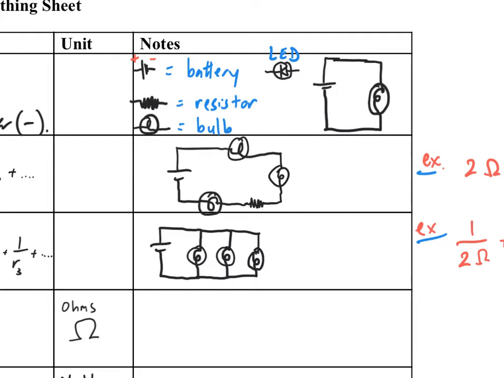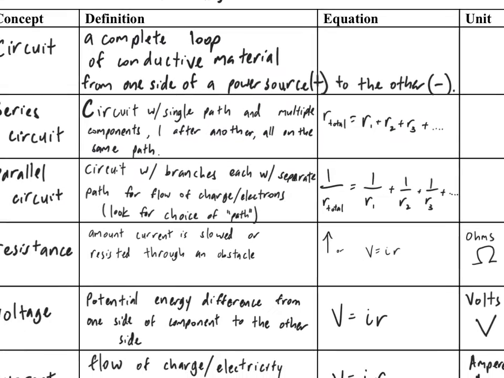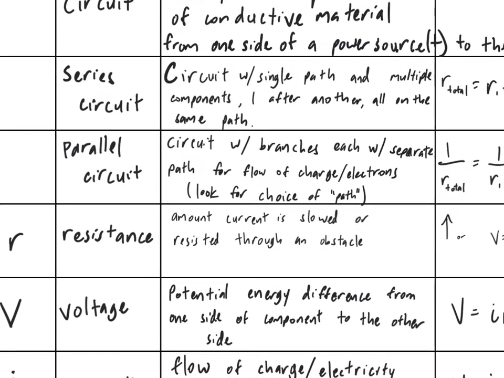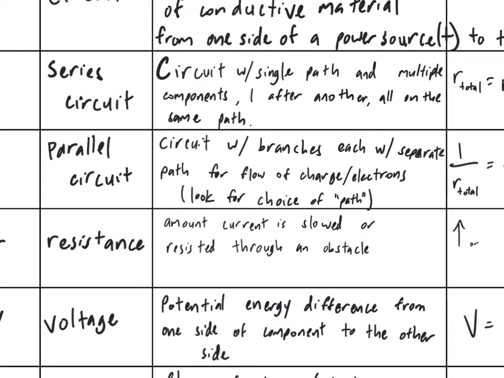All right, there are 2 types of circuits that we're going to take a look at. The first of them is called a series circuit. So a series circuit is a circuit with a single path and multiple components on that path, each component coming one after another all along the same path.